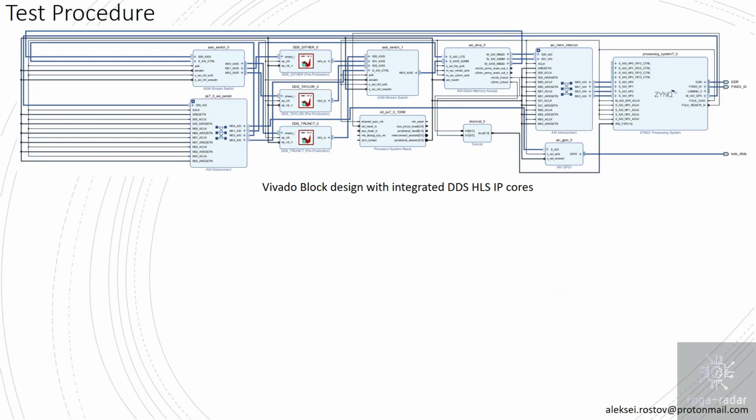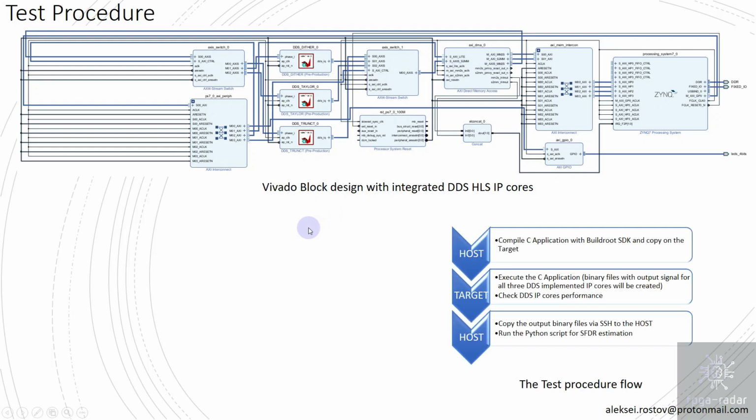Let's turn to the test procedure in order to estimate the functionality of the IP core. Here is the Vivado block design with integrated DDS high-level synthesis IP cores that I'm using in the package. The Vivado block design includes three IP cores connected, as I mentioned already, to AXI stream switches, and the AXI stream switches are connected to the AXI DMA.